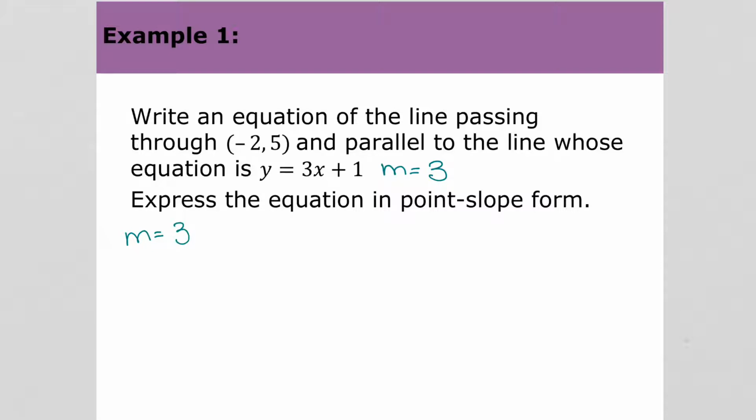3. So we just need to write the equation of the line with the slope of 3 through the point (-2, 5). So y minus 5 equals 3 times x minus -2. Just changing that to x plus 2. And there is the equation of our line in point-slope form. If we wanted it in slope-intercept, you would just distribute the 3 and add the 5.